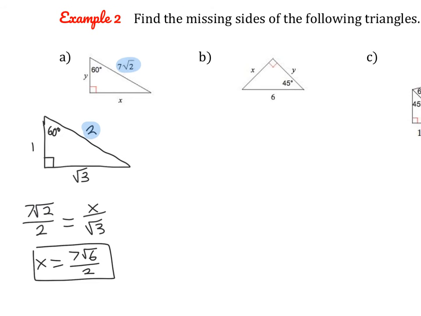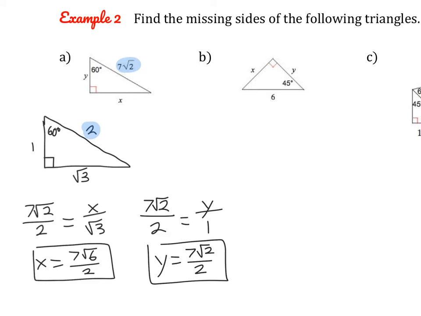All right, we can do the same to solve for y. Again, start with your baseline matching sides. So the top one, it's 7 root 2, and that goes with 2 in your bottom triangle. And then y would correspond with 1. And that means that y equals 7 root 2 over 2. So by creating a similar triangle, all you need to do is to create the ratios of the corresponding sides.